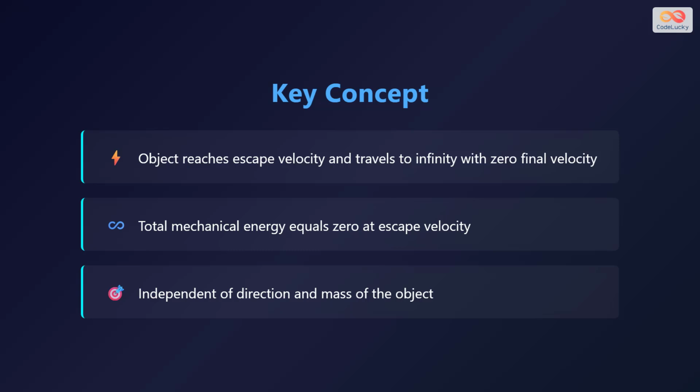There are three crucial things to understand about escape velocity. First, when an object reaches escape velocity, it travels to infinity with zero final velocity, meaning it just barely escapes. Second, at escape velocity, the total mechanical energy of the object equals zero. And third, escape velocity is independent of both the direction in which the object is launched and the mass of the object itself. This means a small pebble and a massive rocket need the same escape velocity from the same planet.